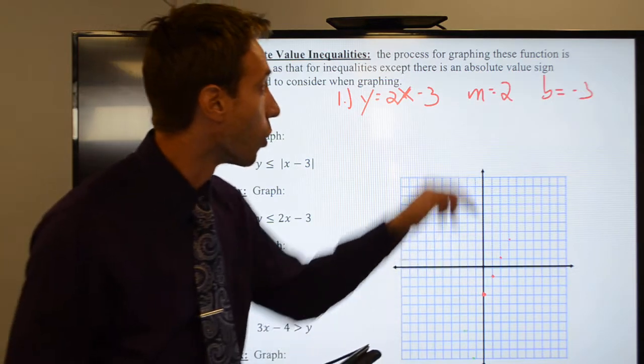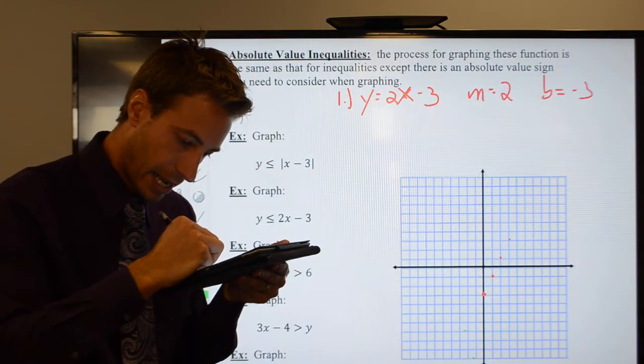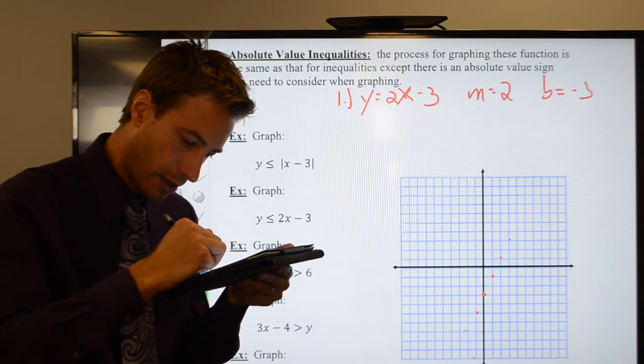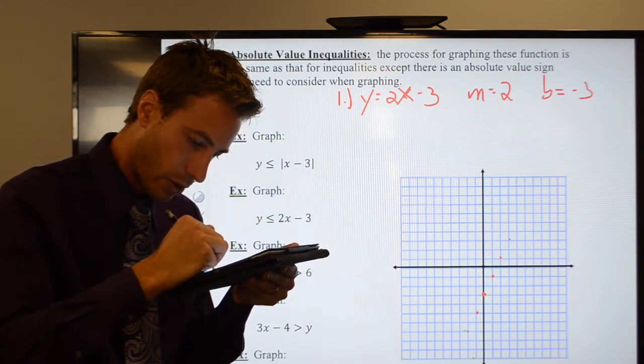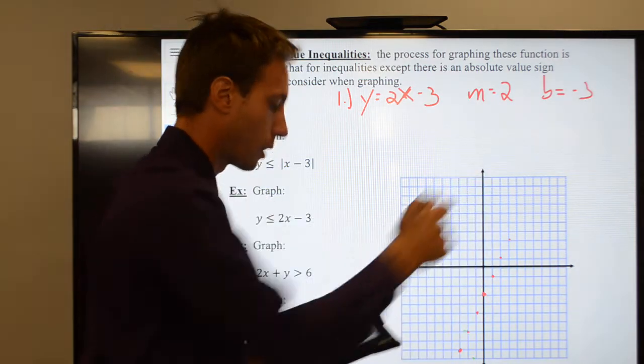I could also go down 2 and back 1. That's the exact same thing, down 2, back 1. In fact, it just works so well, let's do it again. Down 2, back 1. Connect all of your points with a solid line.